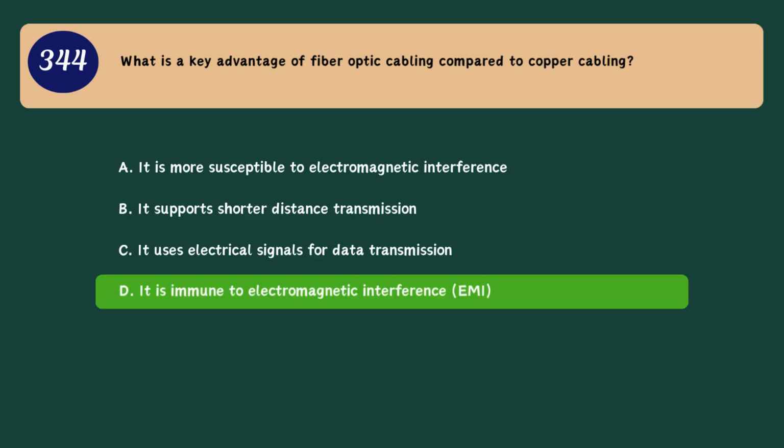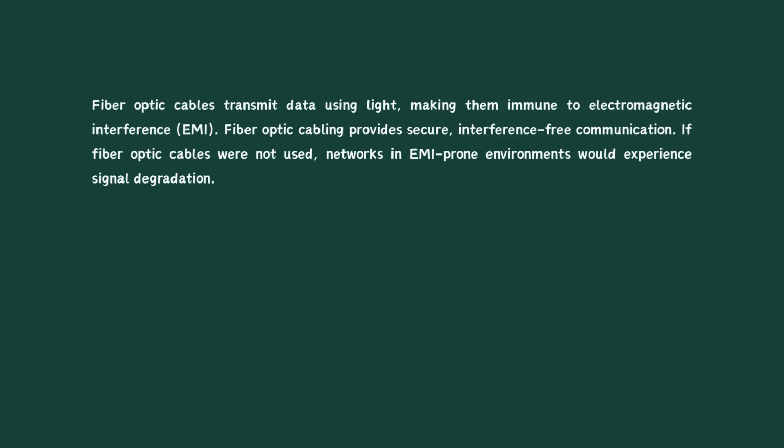Correct answer. D. It is immune to electromagnetic interference. Fiber optic cables transmit data using light, making them immune to electromagnetic interference. Fiber optic cabling provides secure, interference-free communication. If fiber optic cables were not used, networks in EMI-prone environments would experience signal degradation.